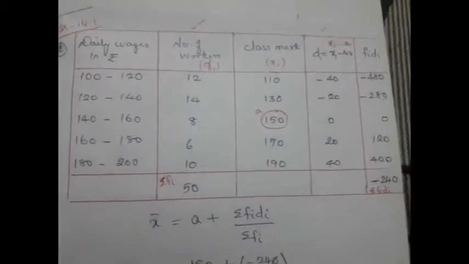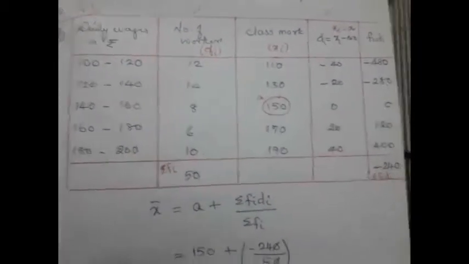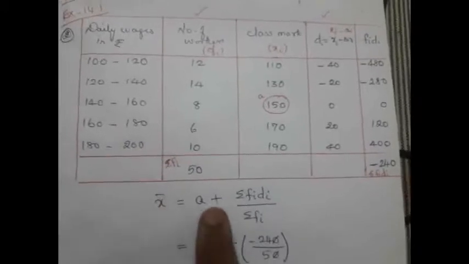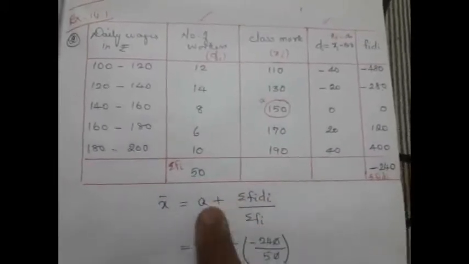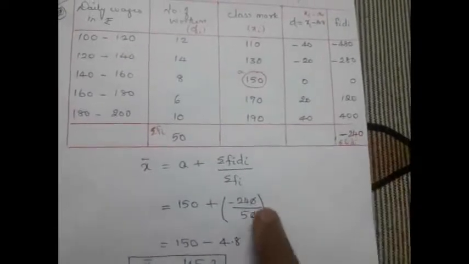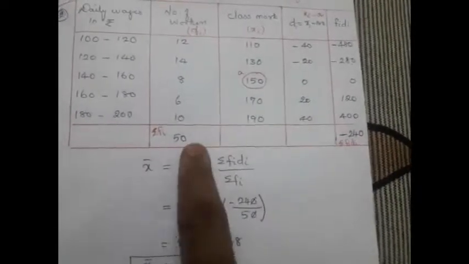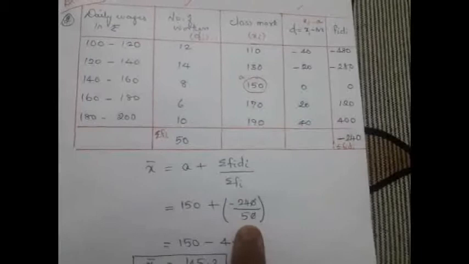And we need summation Fi. If I add all the F values, I am getting as 50. Now substitute in our formula. What is our x bar? A plus summation Fi di divided by summation Fi. A value is 150. So 150 plus summation Fi di is minus 240 divided by summation Fi is 50.